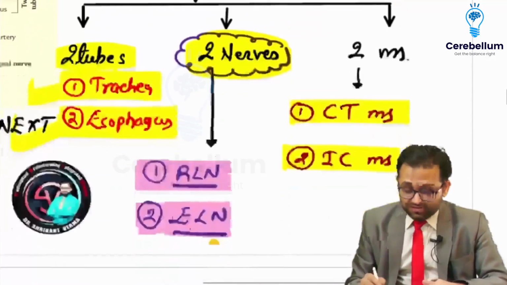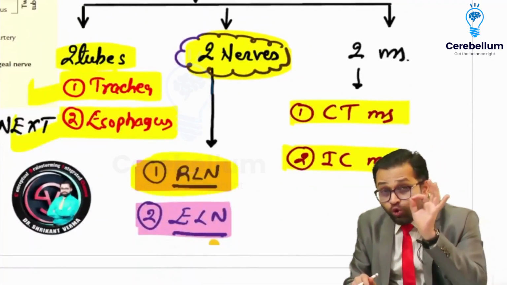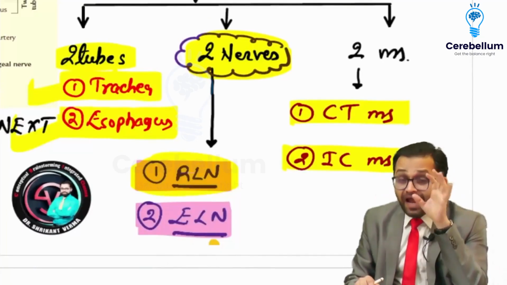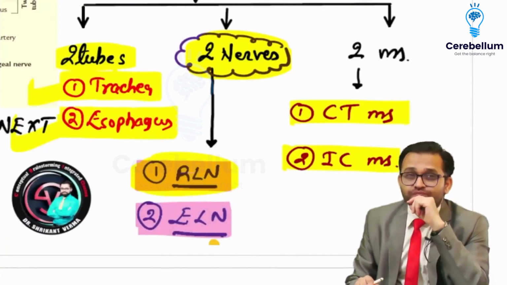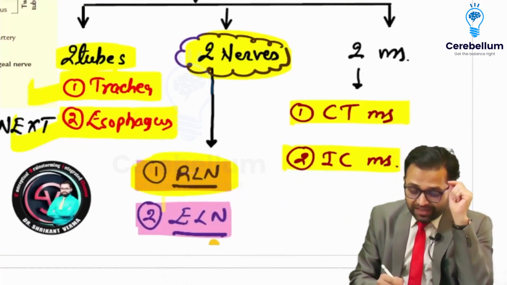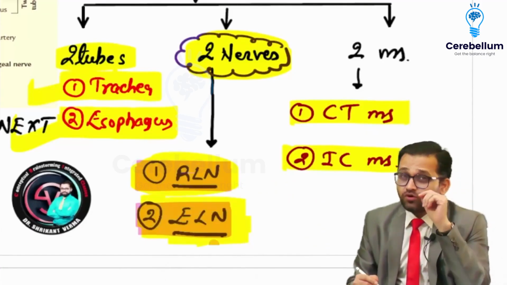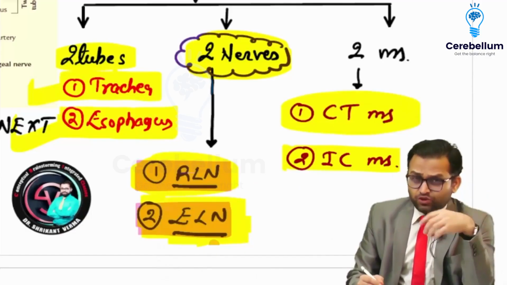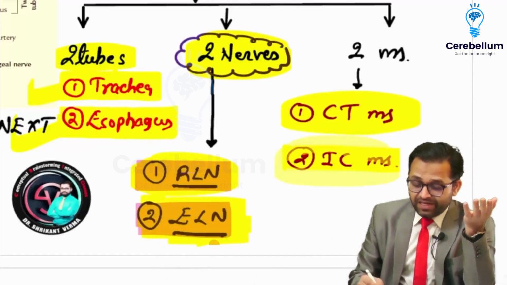I told you the recurrent laryngeal nerve is located at the tracheoesophageal groove. So recurrent laryngeal nerve. But one more nerve, the nerve supply of the cricothyroid, that is the external laryngeal nerve, is located here. Okay. And two muscles. So there is the cricothyroid at the deep and the inferior constrictor muscle.